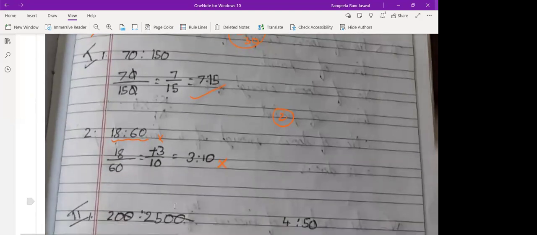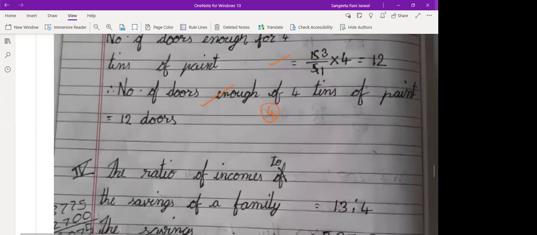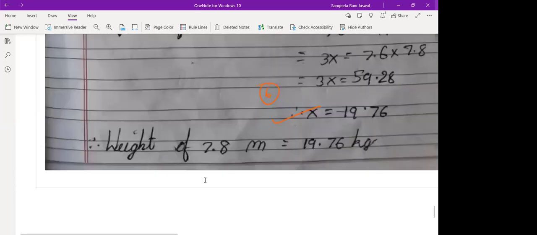Next is Harshit. Harshit, you also made the same mistake in the first question, second part. This is 18 seconds to 1 hour. 1 hour will be 3,600 seconds. You shouldn't write 60 here, 18 by 60. It should be 18 by 3,600, and so you get the ratio 1:200. You have made the same mistake. Rest, everything is fine.